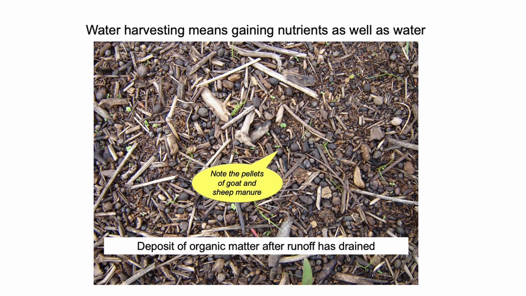By capturing runoff, we actually collect a bounty of organic matter and plant nutrients in eroded soil too, when water is harvested and infiltrates. Now, this is typical of what is left on the soil surface. Water harvesting is simultaneously nutrient harvesting.